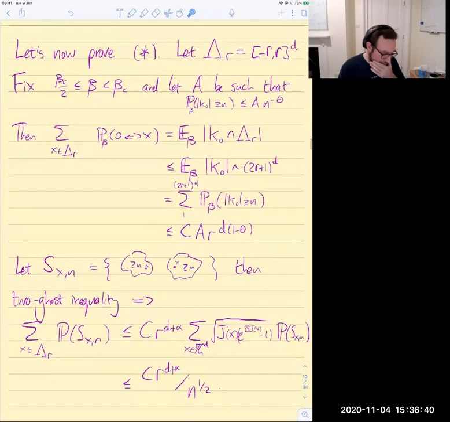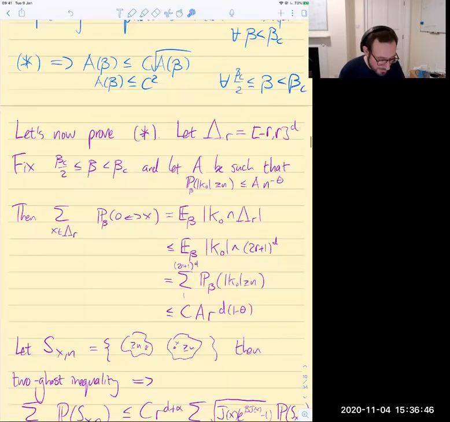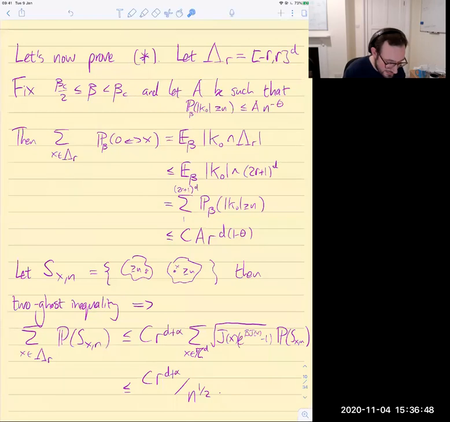Okay. So let's see how this is going to work. I want to prove this implication here. Let's take lambda r to be the box minus r to r to the d, and let's fix some value of beta. And let's suppose that this inequality holds. So we want to deduce that the stronger inequality holds, or at least it's stronger when A is large.